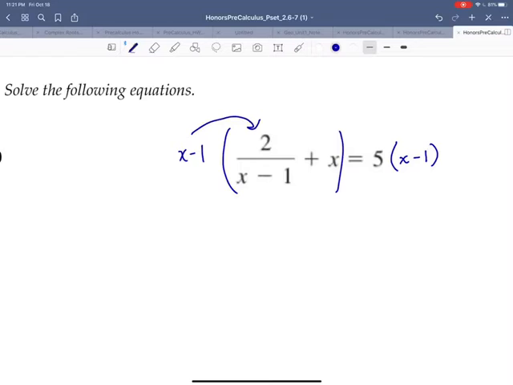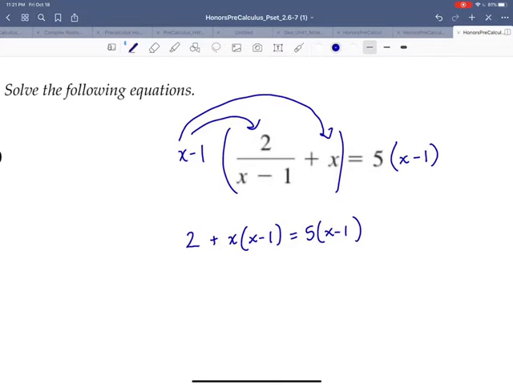So when I distribute x minus 1 to 2 divided by x minus 1, I just get 2. And when I distribute x minus 1 to x, I get x multiplied by x minus 1. And then on the right-hand side, I have 5 multiplied by x minus 1.